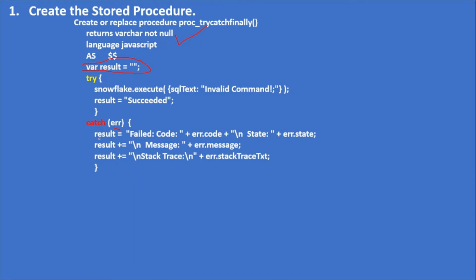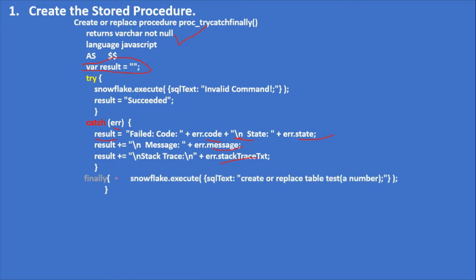And here I am capturing the error details by using the methods from the error object. The methods are code, state, message and stack trace text. These are the four methods. So I'm concatenating all these details into a string variable, result, with each value separated by a new line.